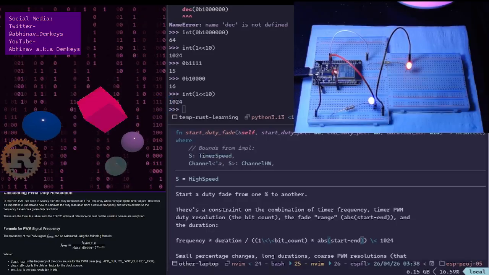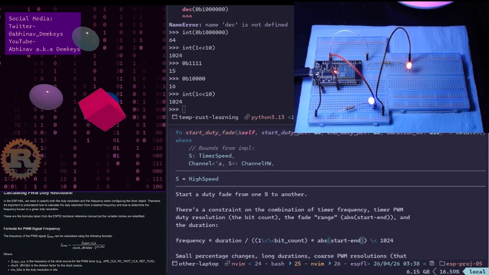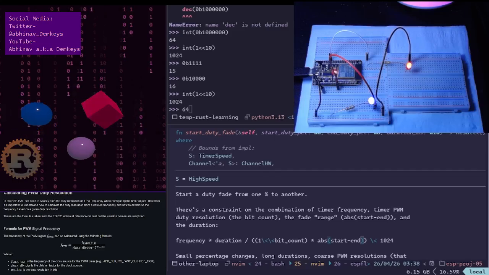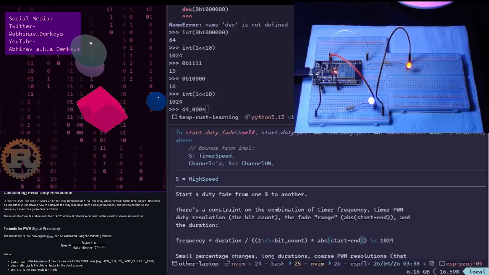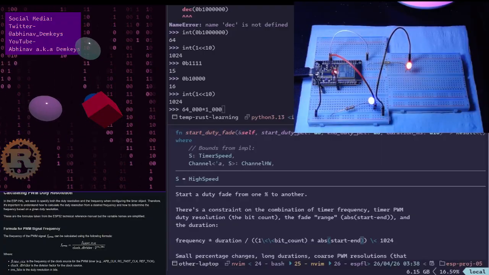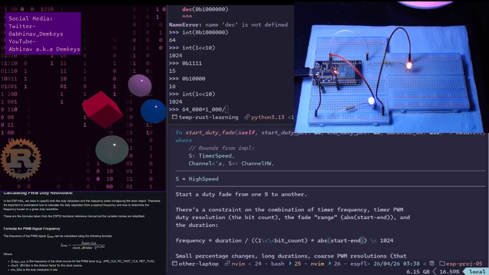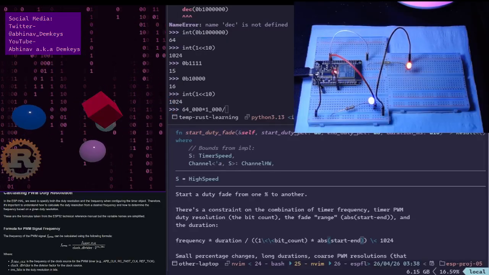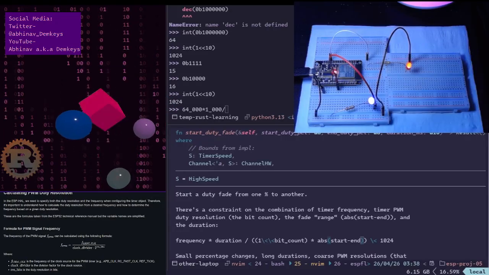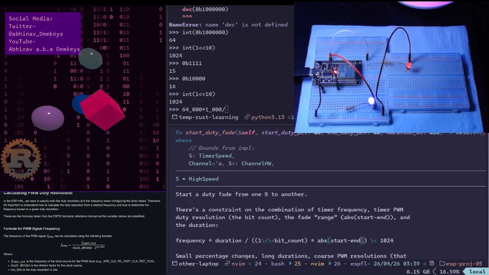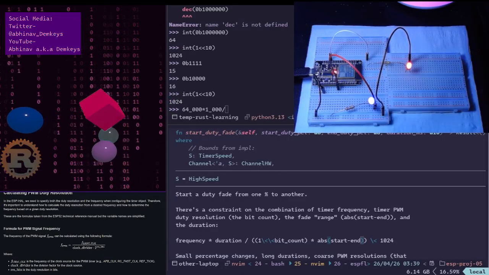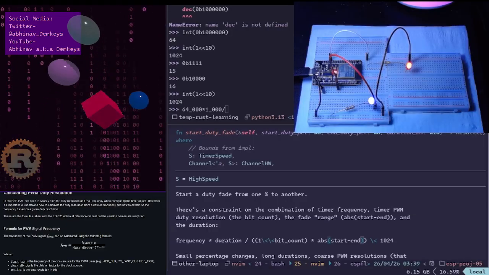So let's try this, okay? Frequency is 64,000, multiplied by 1,000, which is our duration. So the multiplication will happen first. The division will happen later. I don't know what precedence the bitwise operators have, so I guess it's best to put it into, yeah, let's do that.